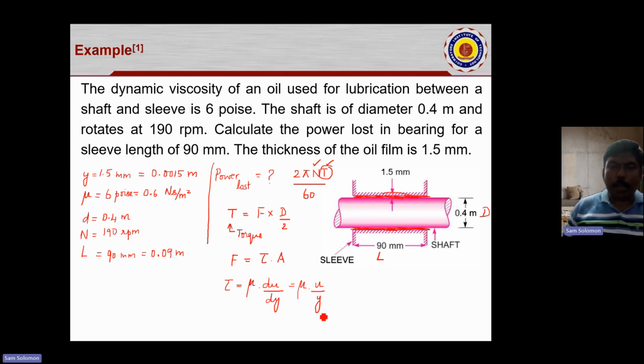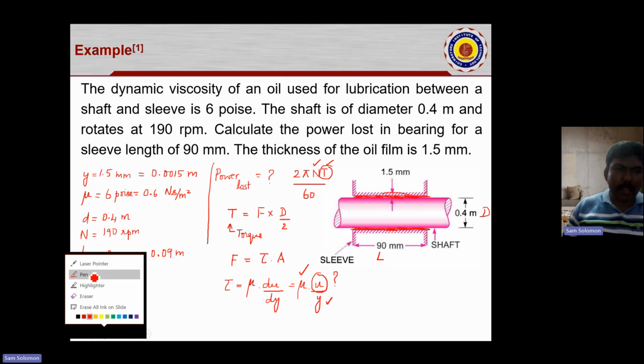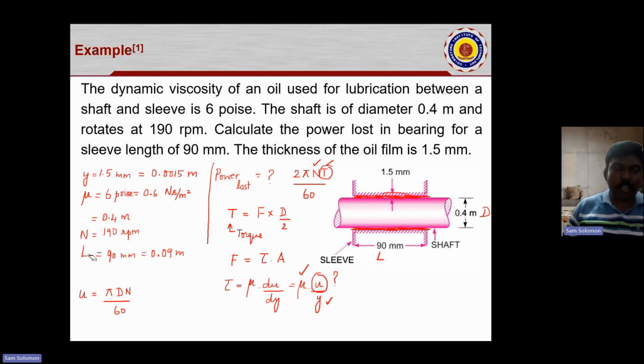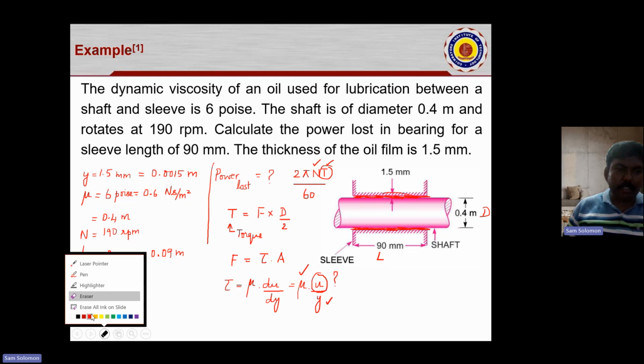So where do I get the value of this u? U is not given to me directly. Y is given as 0.0015 meters. Mu is given as 0.6. But how about u? U is not given to us straight away in the problem. So we need to use the definition of the velocity. So that is pi dn divided by 60. So since we are using capital D to be consistent, let's change this as capital D as well.